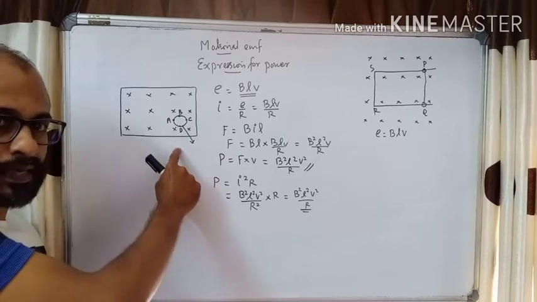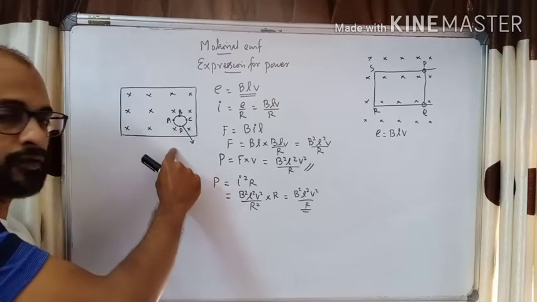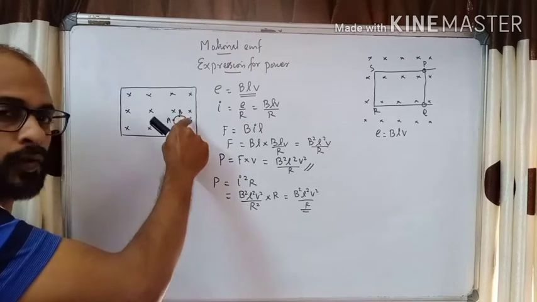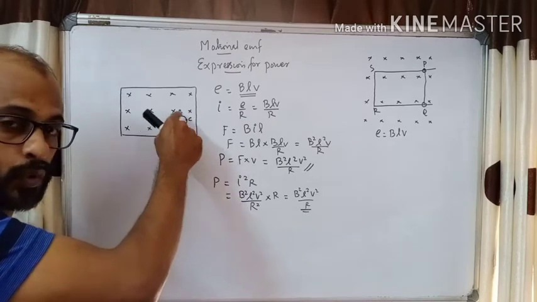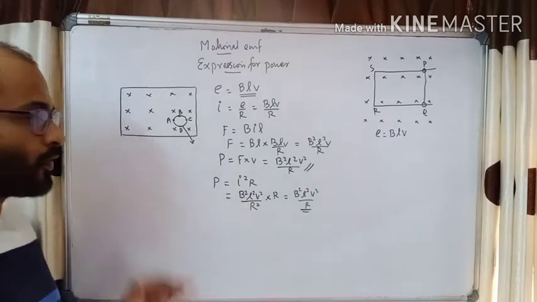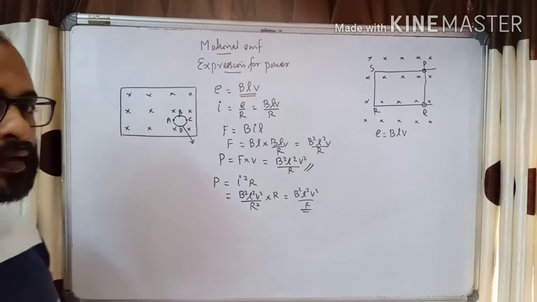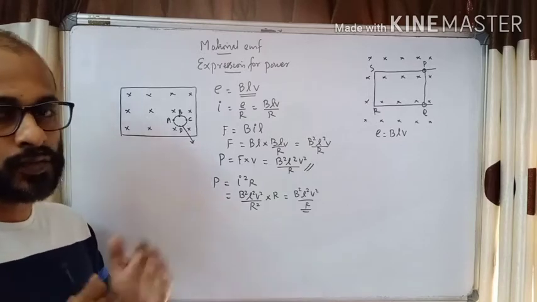It should not allow it to decrease. So, it needs to support the magnetic field. How? To support the magnetic field, it should produce a current in the coil, in the loop. The current should produce a magnetic field in the same direction, because it has a tendency to decrease the flux. The coil should produce a magnetic field such that the flux should increase.